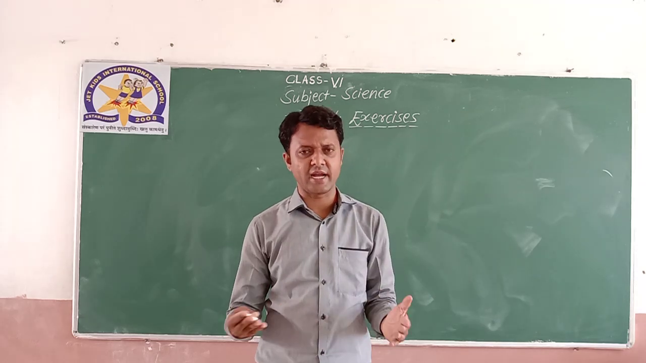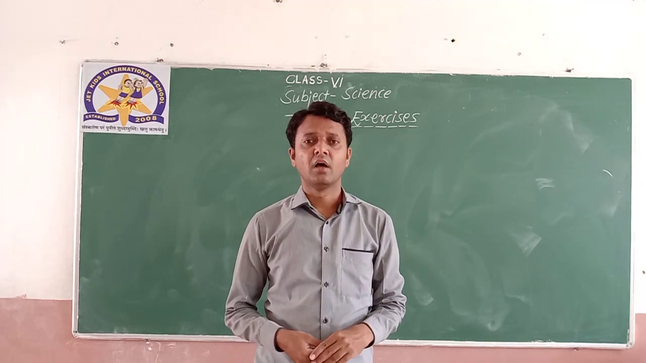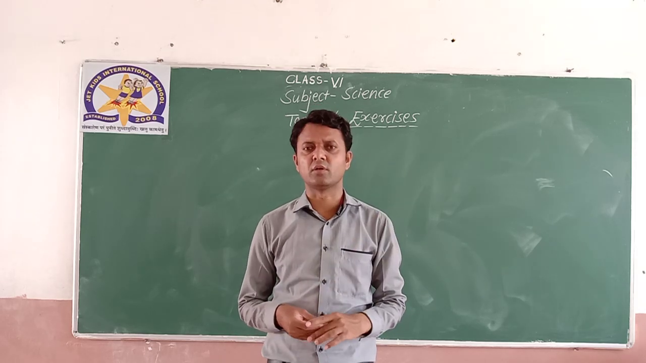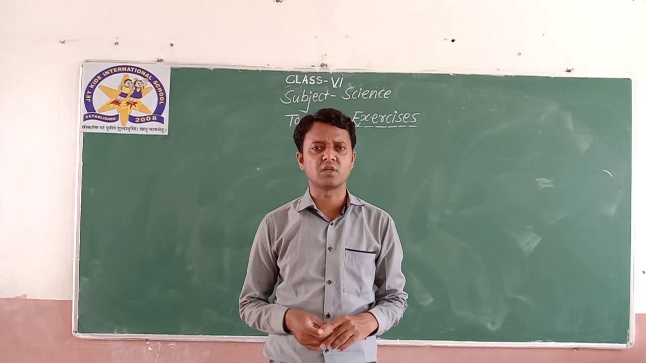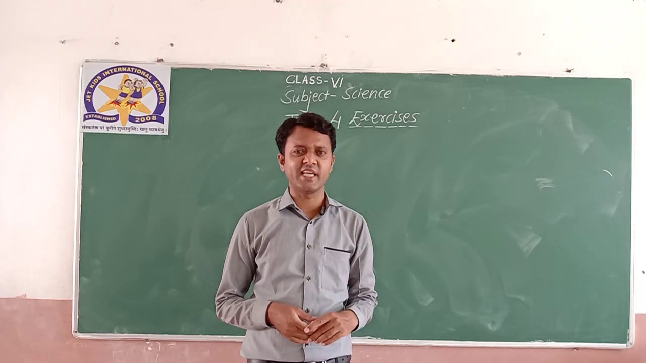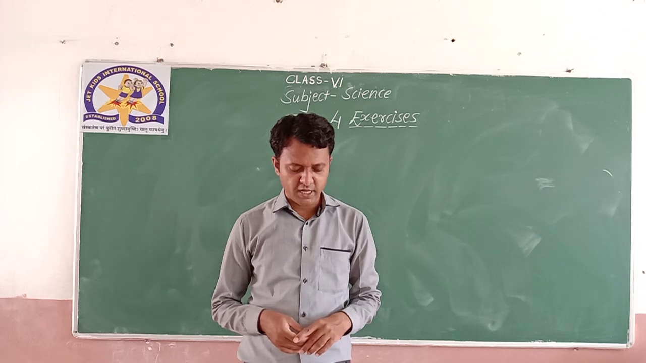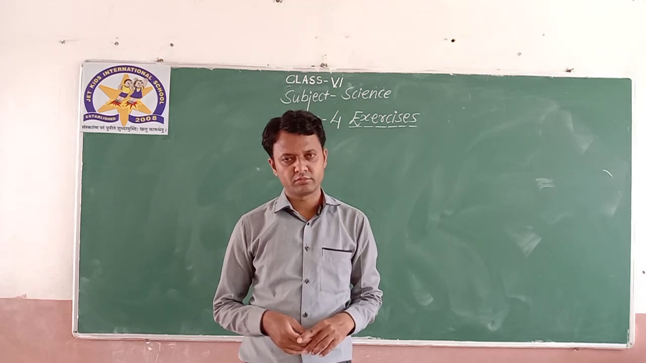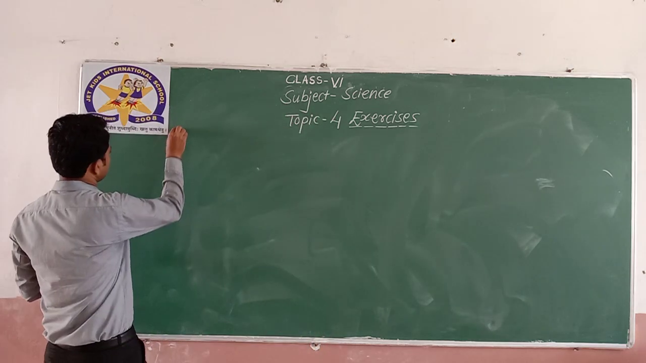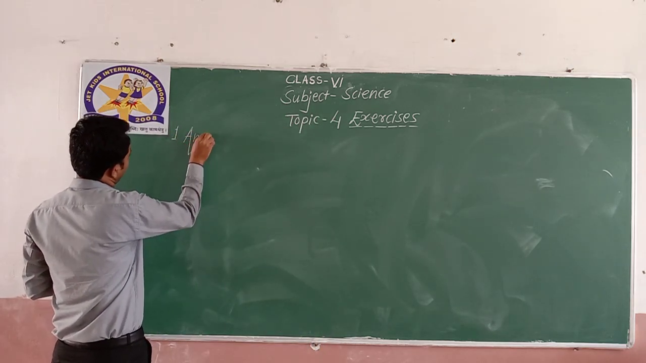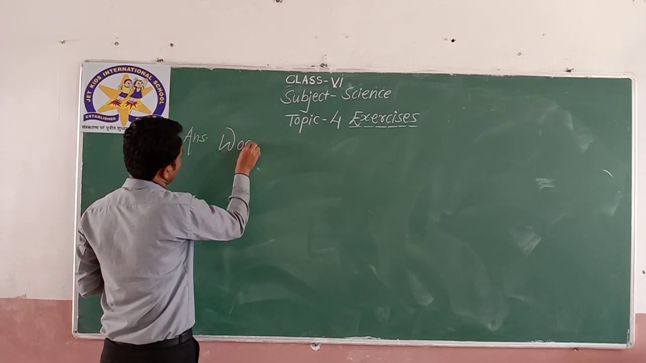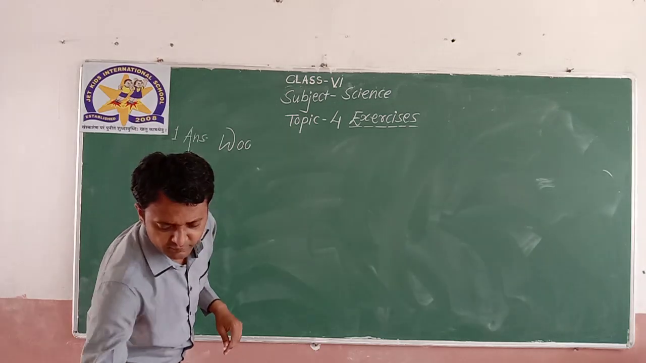For question number 1, as I told you earlier, I am just going to read the question, and the answer I will write on the board. Question number 1 from page number 33 of your NCERT textbook is, name 5 objects which can be made from wood. So simple. Let us start. Answer I will write directly here.